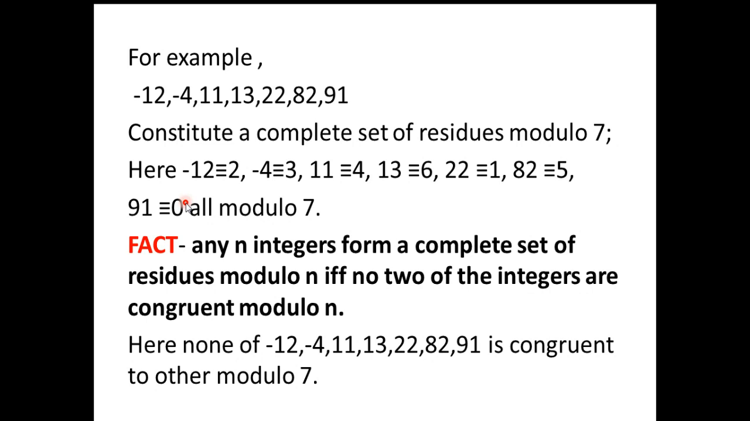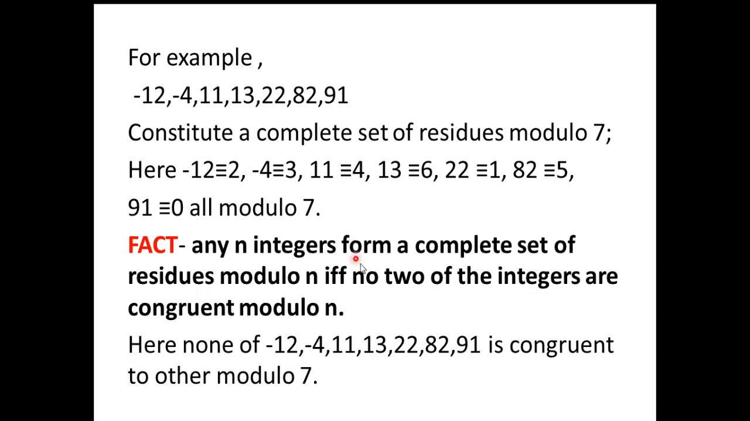So we are getting all the numbers 0 and 1, then 2, 3, 4, 5, 6. So 0 to n minus 1. Here n is 7, so n minus 1 is 6. So 0 to 6, we are getting all the numbers. These numbers are congruent to 0 to n minus 1, only one ak.